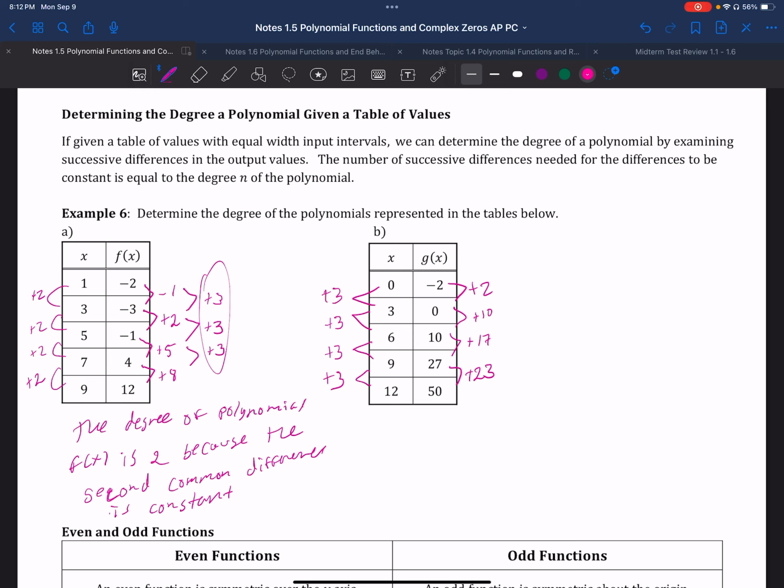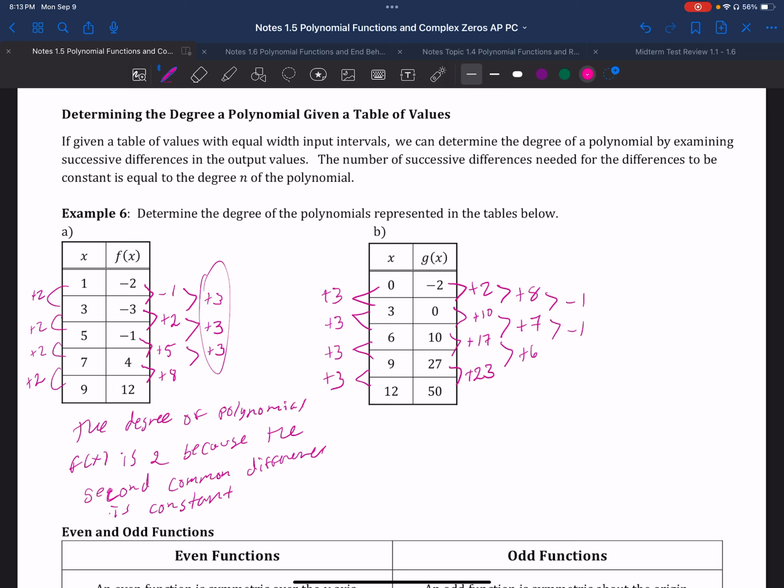Again, looking for the constant. I don't have it yet. So I'm going to do this one more time. From 2 to 10, I add 8. From 10 to 17, I add 7. And then from 17 to 23, I add 6. Still not constant. Keep going until you find that constant. From 8 to 7, -1. From 7 to 6, -1.